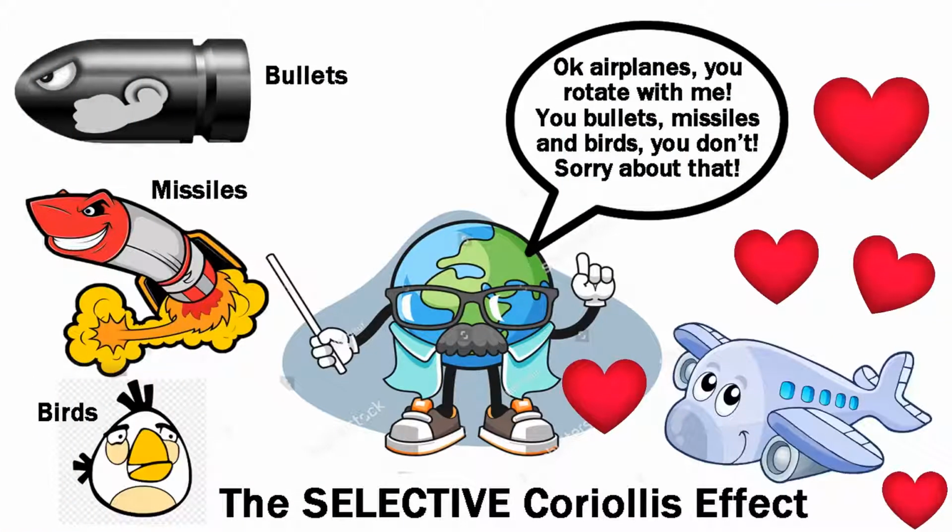Isn't that very selective from the Coriolis effect, that bullets and missiles and birds have to adjust but airplanes don't? Does the Big Bang favor airplanes over other equipment or other things that fly? It doesn't really make any sense. So if the atmosphere is moving with the Earth, why does it affect bullets, missiles and birds but not airplanes? So that's another contradiction within the heliocentric model that makes no sense at all.